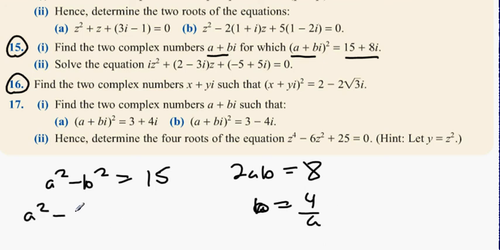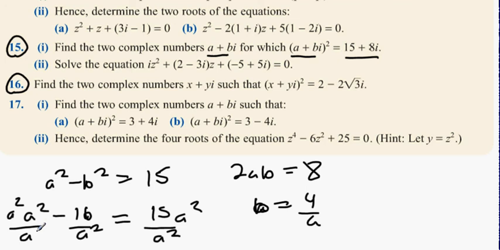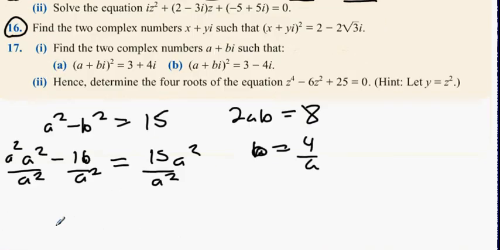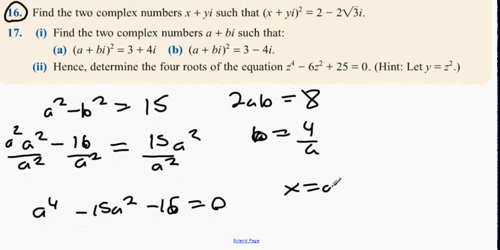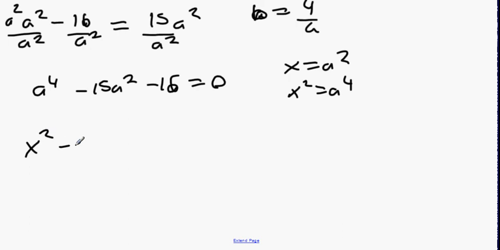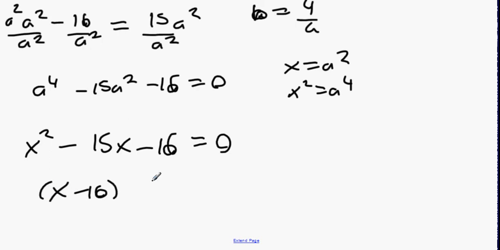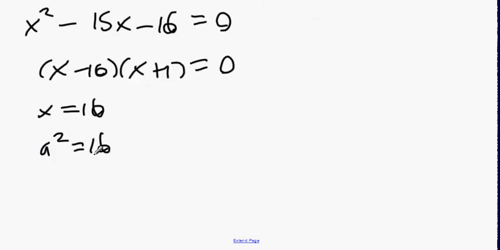We're going to put that in. We're going to get a squared minus 16 over a squared equals 15. We're going to put them all over a squared now. And then we're going to have a to the power of 4 minus 15a squared minus 16 equals 0. Change x into a squared, so x squared equals a to the power of 4. So we're going to have x squared minus 15x minus 16 equals 0. We're going to have x minus 16, x plus 1 equals 0. It's going to be the x equals 16 answer we're after, so a squared equals 16.